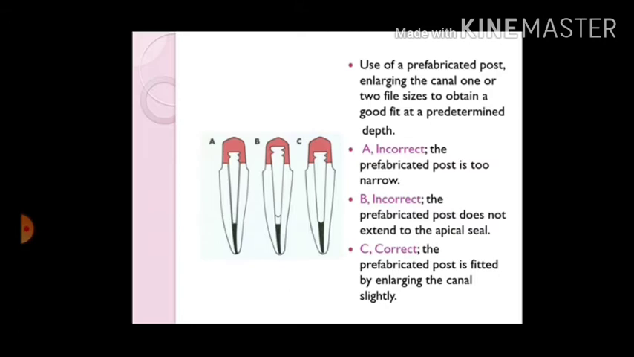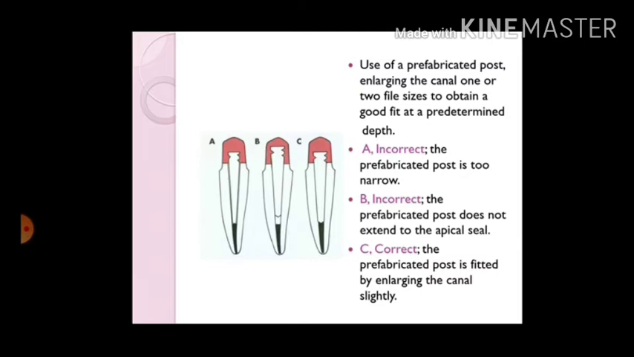Here they have shown diagrams of 3 teeth which are numbered A, B and C with the post on it. Number A is incorrect due to the presence of the narrow post which was placed. As you all know, the post diameter has to be 1/3 of the root diameter. That rule is not followed in number A.